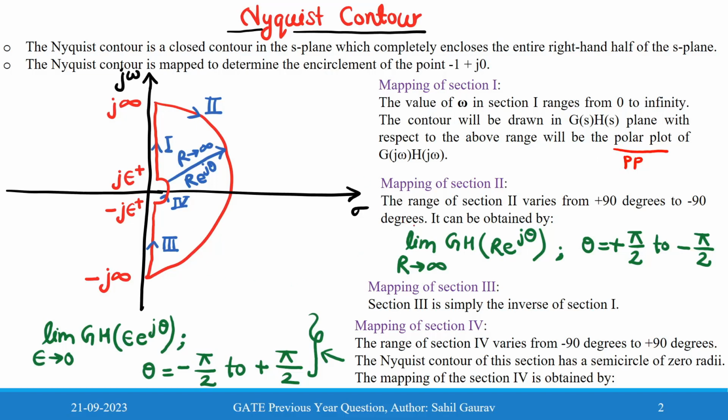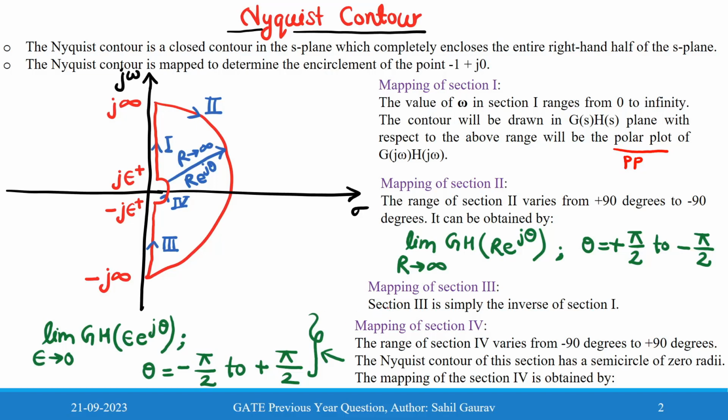For section 2, we can see that the angle varies from plus 90 degrees to minus 90 degrees, and for mapping of this section we have to replace s by r e to the power jθ and take the limit r tends to infinity. By applying this condition we map section 2 into the GH plane.